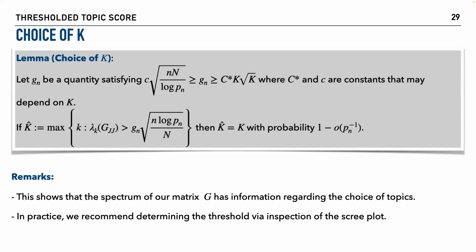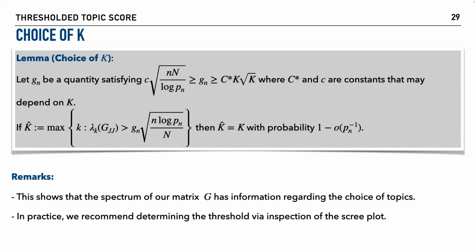Now, in terms of the choice of K, we have a lemma that tells us that if we choose K hat to be the number of eigenvalues above a threshold, where this threshold is defined as the square root of n log(pn) divided by N times G_n, and G_n is a sequence that doesn't grow too fast, then K hat equals K. Of course, in practice this lemma is not particularly insightful because you have to actually choose G_n. The only interest of this lemma is that it tells you that in the matrix G, of which we're doing the singular value decomposition, there exists enough information to determine what a good number of topics should be.